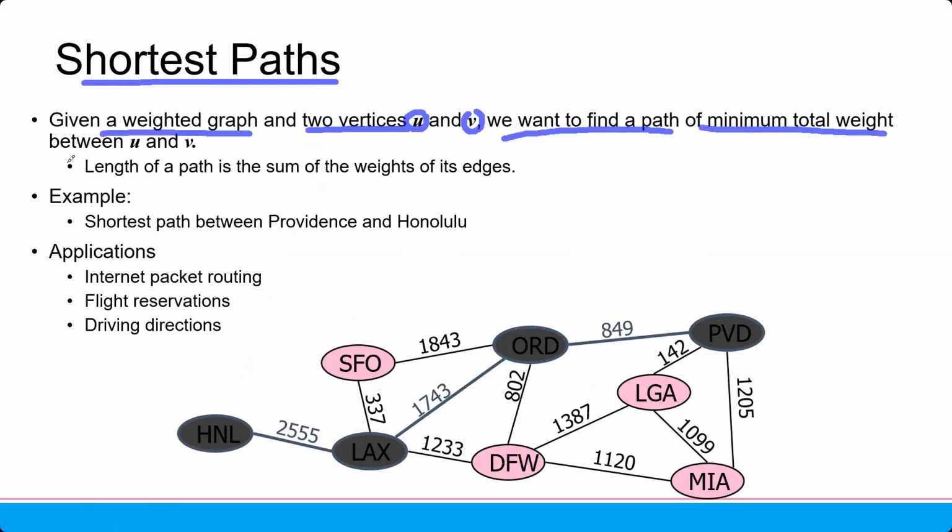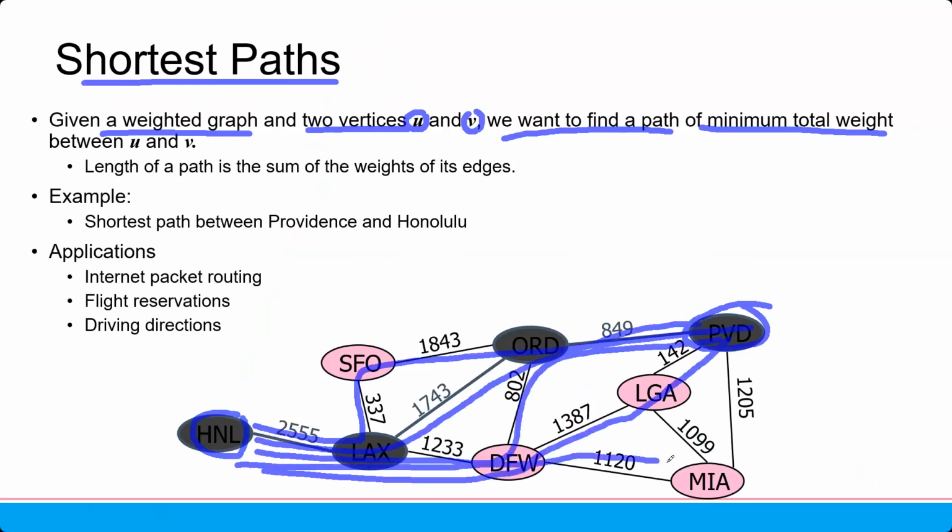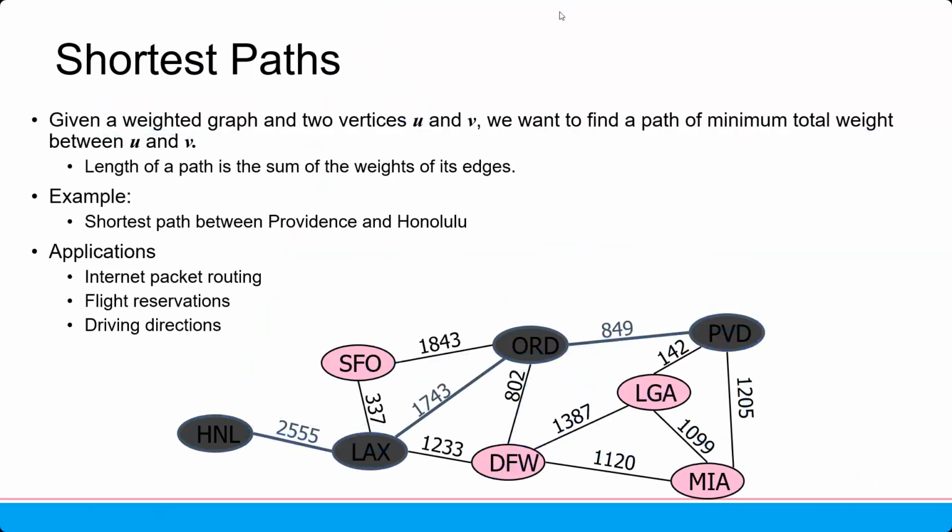A minimum total weight means if I want to go from Honolulu to PVD, I can go from here to here, or I can go from here to here. I can go from here to here. I can go using this path, and I can go using this path. So there are many options. So we are going to find the minimum total weight between U and V. And we are going to calculate which path has the minimum value.